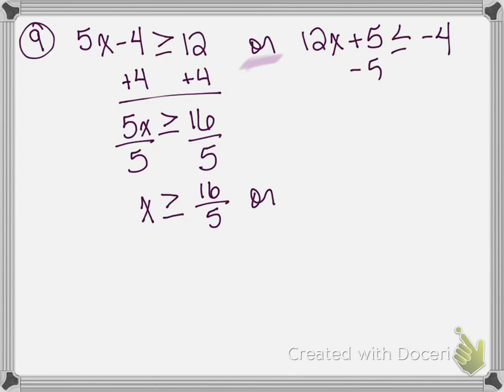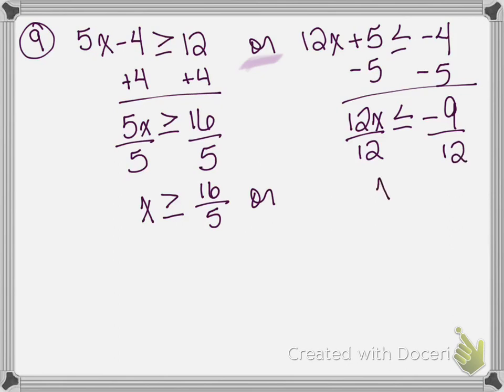For my second one, I subtract 5 from both sides. I'm left with 12x is less than or equal to negative 9. I divide both sides by 12, and I get x is less than or equal to negative 9 over 12. That can be simplified, right? What can it be simplified to? 3 over 4. Now, this is the reason that I strongly encourage you to do the number line.